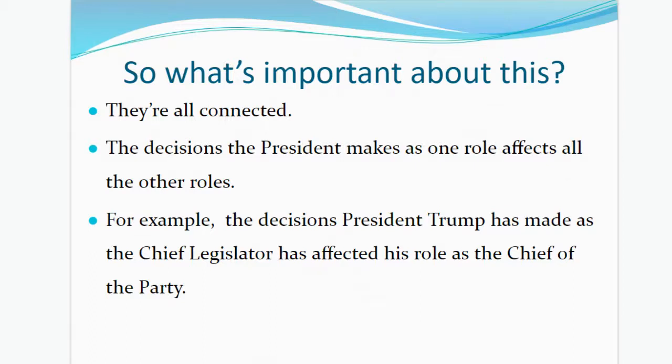So let's look at a quick overview of what the office entails and why it's important, what the roles are. In the next two sections, we're going to talk about the succession laws, meaning who is next in line if something would happen to the president. And then finally, we're going to talk about how we select the president, which is the Electoral College, and the interesting history that we have there.